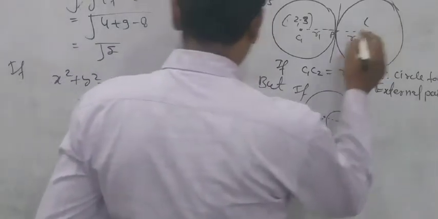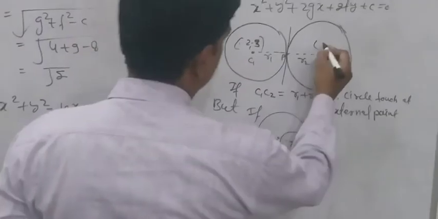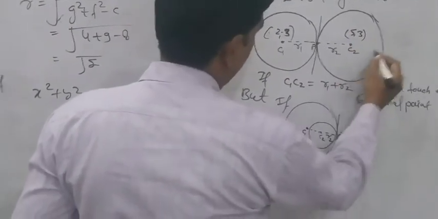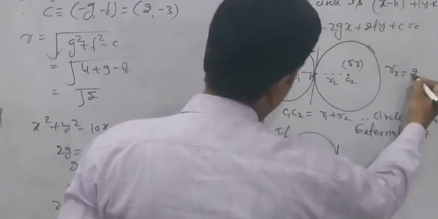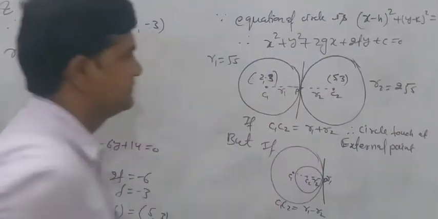What is the coordinate of C2? C2 is (5, 3) and radius R2 is equal to 2 under root 5. Understood?